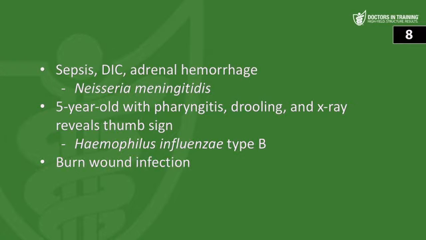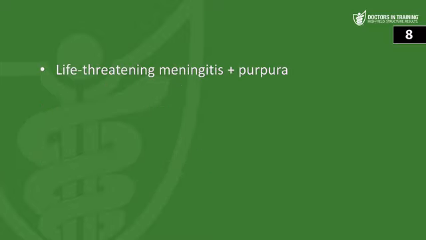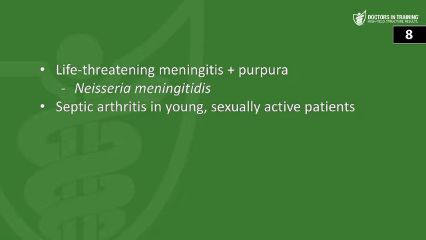Burn wound infection, this is classically Pseudomonas. Life-threatening meningitis plus purpura, again you need to think Neisseria meningitidis. Septic arthritis in young sexually active patients, remember Neisseria gonorrhoeae. And that is it for our end-of-session quiz, and that's it for our first session on gram-negative bacteria. I'll see you next time.